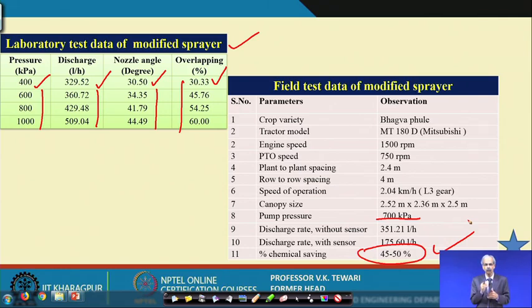So, what is important is that modern technology needs to be implemented into the design of machines for agriculture, which will help in minimizing the input cost and then maximizing the output.